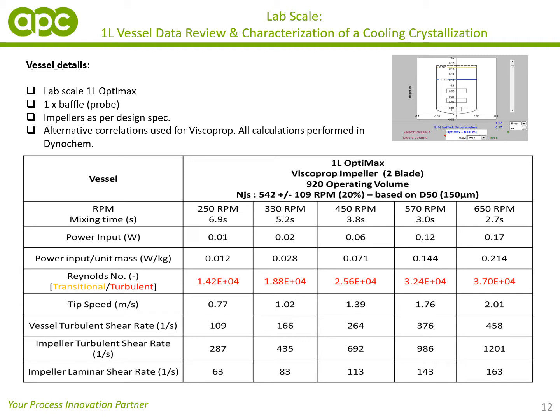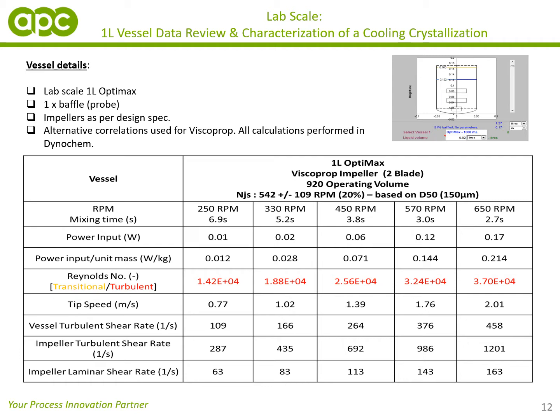To begin with, typically in APC, what we do is characterize the mixing environment through these engineering calculations. We can do these offline, just in Excel sheets that we've developed internally, but a lot of the time we use Dynochem to calculate these numbers for us. What's shown here is a summary table of the 1 liter Optimax with impellers as per design spec. And in this case, for the viscoprop impeller, a power number was assumed from literature that was actually available within Dynochem.